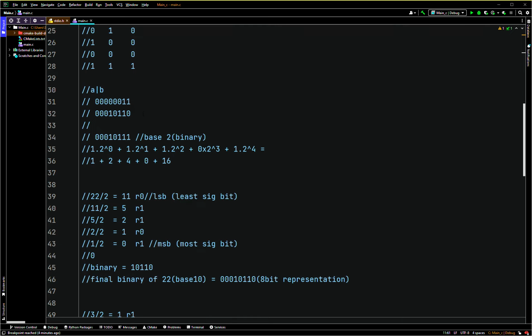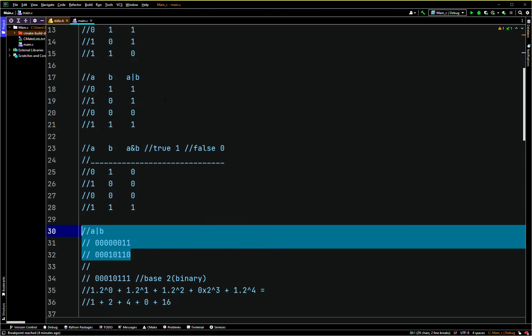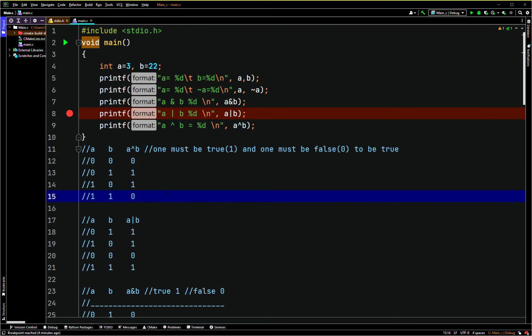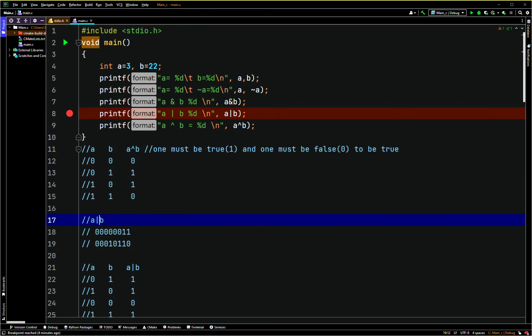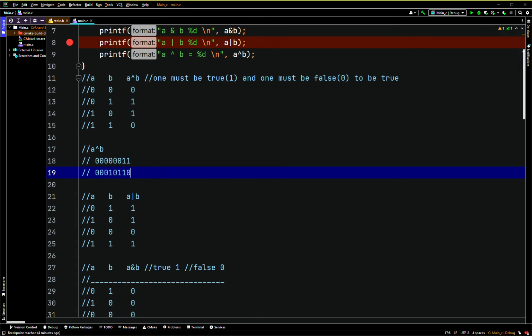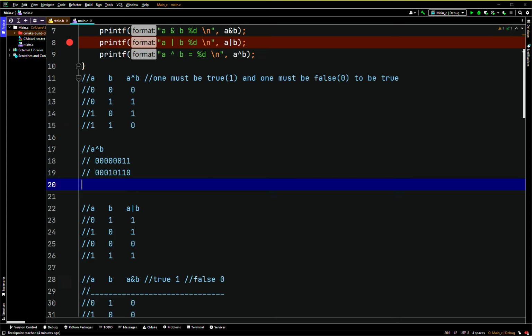So here we can just copy that and paste that down here. We can say we want A XOR B. So following these conditions, a true or a 1, and a false or a 0, is going to be a true or a 1.